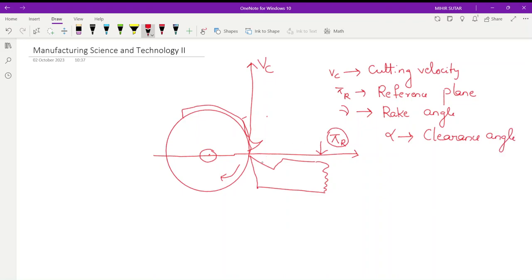See this portion, this edge. You can see this edge is the rake surface of the cutting tool. So that's why this angle is the rake angle. This is your gamma. And here you can see that this edge of the cutting tool is the clearance surface of the cutting tool.